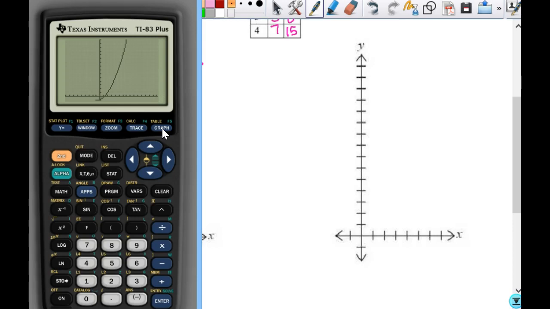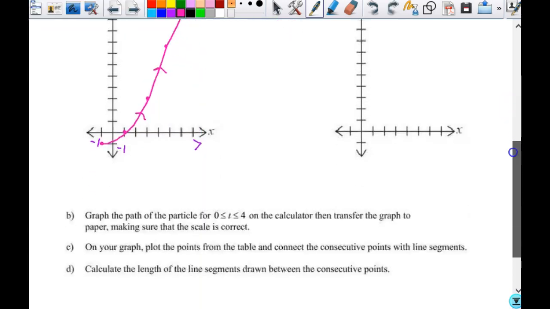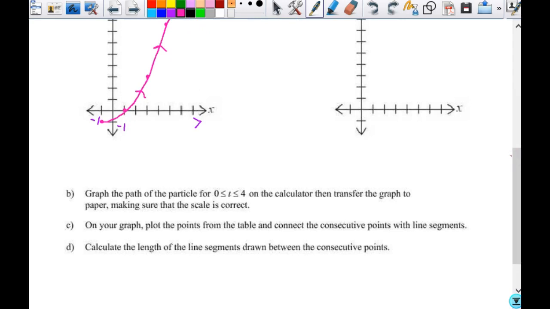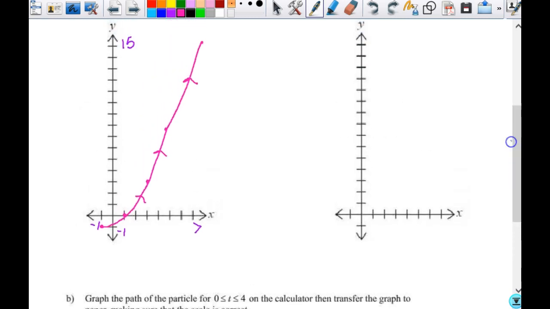All right, so then, come back over here, and it says, on your graph, plot the points from the table and connect the consecutive points with line segments. So basically, we're going to do that on this one. We are not going to just plot the points and make a curve. We're going to do what you're usually not supposed to do. And we're going to replot the points. So I'm at -1, -1, same points. 0, 1, or 0, 1, 0 rather. And then 3, 3.